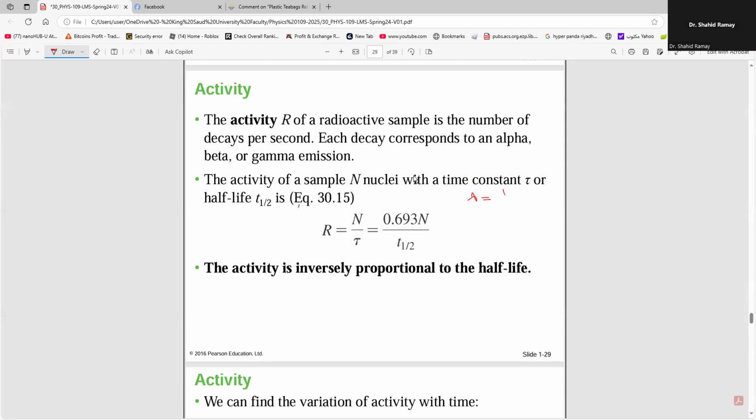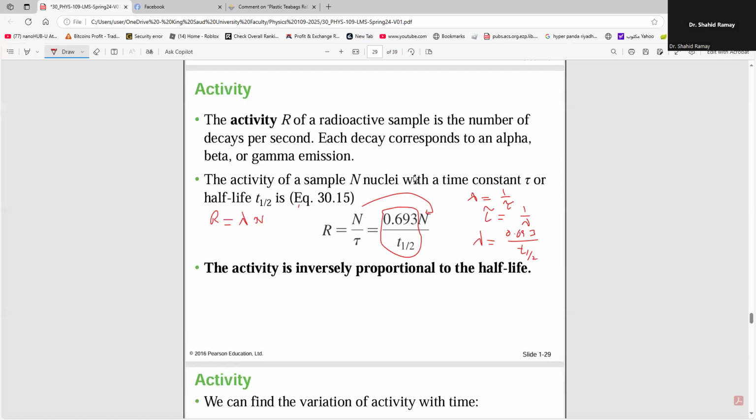You know that lambda is equal to 1 over tau, and tau is equal to 1 over lambda. You can write it in this way also. So you should know that lambda is also equal to 0.693 over T half. Now he just substitutes this value, 1 over tau meaning lambda, and lambda means this one. So he just puts this value in this way, and this N is here. Okay, so R is equal to lambda into N.